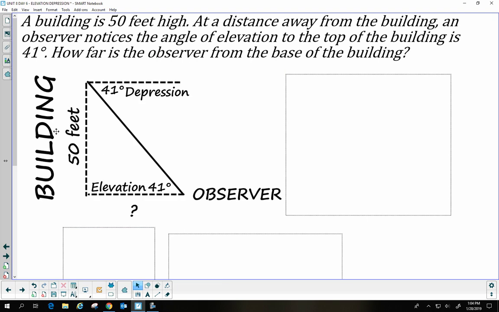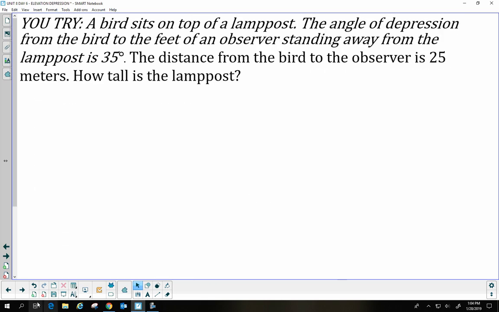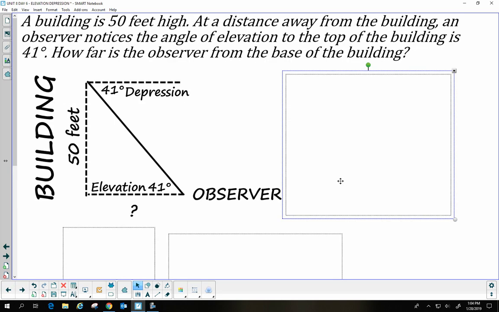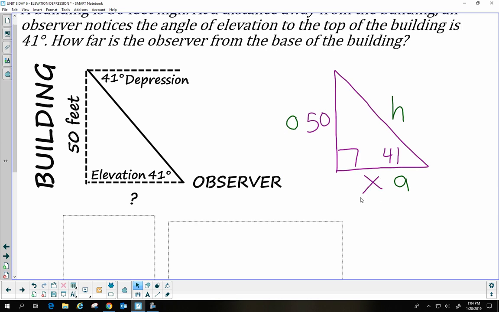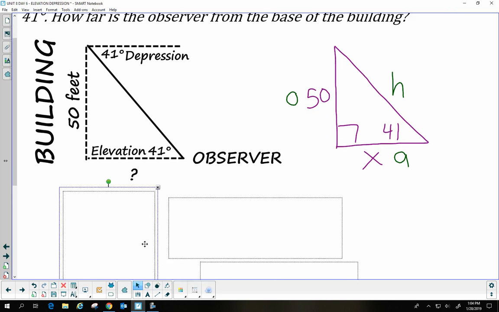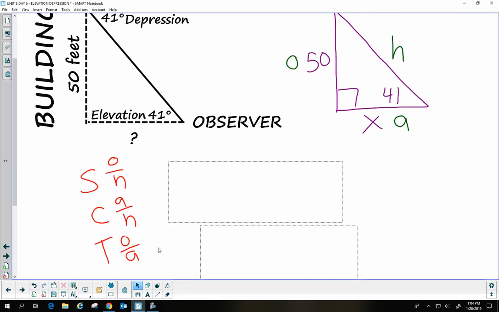So again, using my words, or you can draw a picture if you like better. I have a 50-foot high building, angle of elevation of 41, which is the same as the angle of depression. I'm just going to keep restating that. And we want to know how far away the person is from the building. So I changed that into a picture. Again, I happen to know the opposite side, want to know the adjacent, so we're going to use tangent again. Trust me, there'll be some that will use cosine and sine.